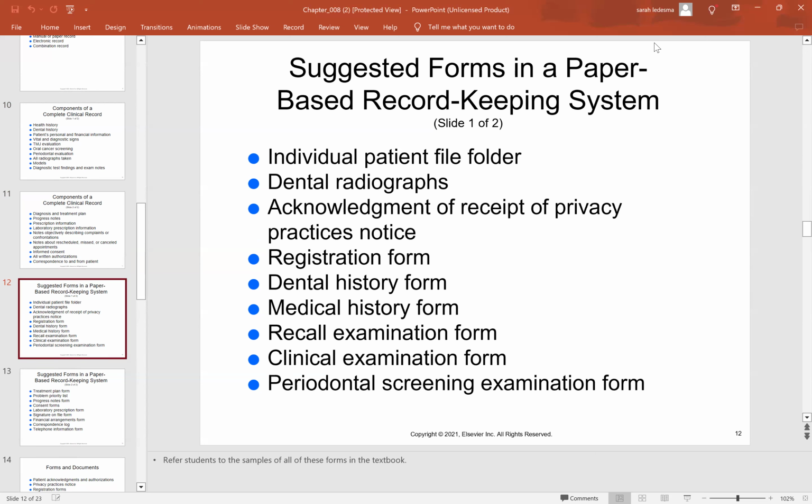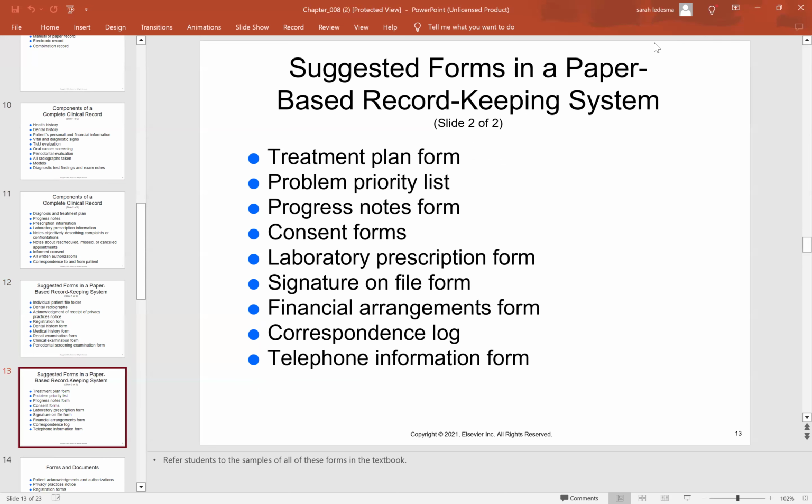Suggested forms in a paper-based record-keeping system would include an individual patient file folder, your dental radiographs, acknowledgement of receipt of privacy practices, the initial registration form, dental history form, medical history form, recall examination form, clinical examination form, periodontal screening examination form, patient treatment form, problem priority list, progress notes, consent forms, lab prescriptions, a signature on file, financial agreement, correspondence log, and telephone information.